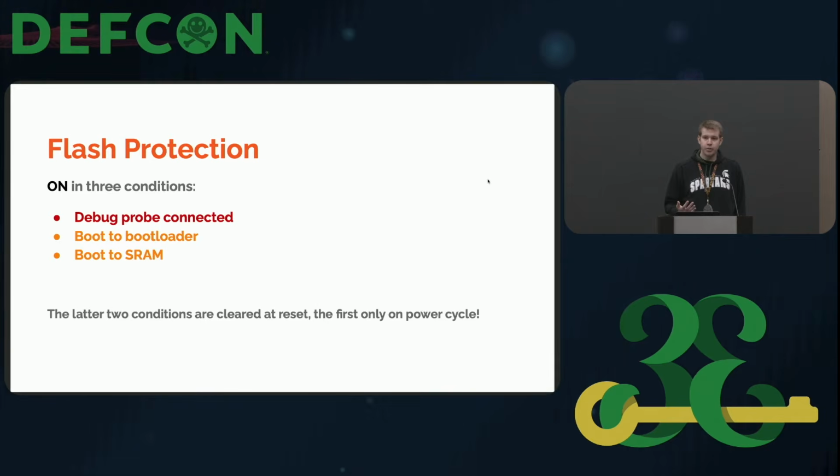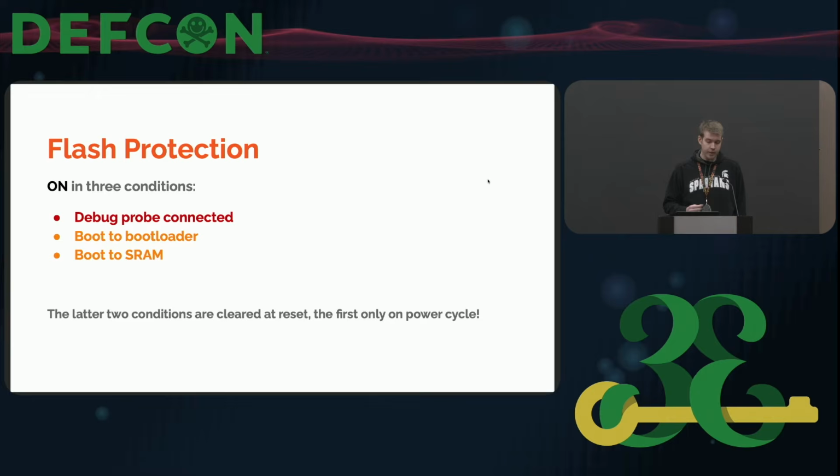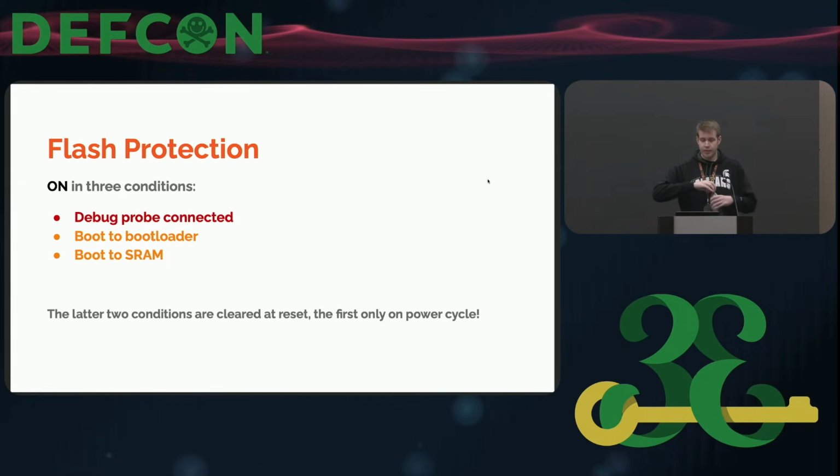So on STM32 microcontrollers, Flash protection will prevent any reads from Flash by just returning zeros instead of the actual data. And it will be enabled in 3 different conditions. The first condition is if a debugger is connected. And then the other 2 conditions are if you boot to the bootloader or boot to SRAM. So those latter 2 conditions can be cleared by a simple reset, but the first condition of having a debugger connected can only be cleared on a full power cycle.